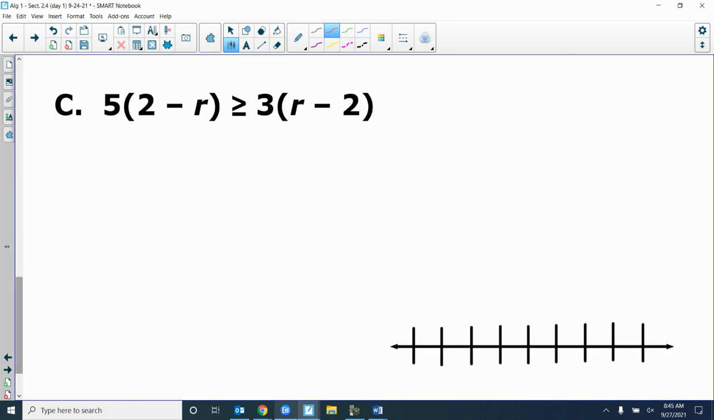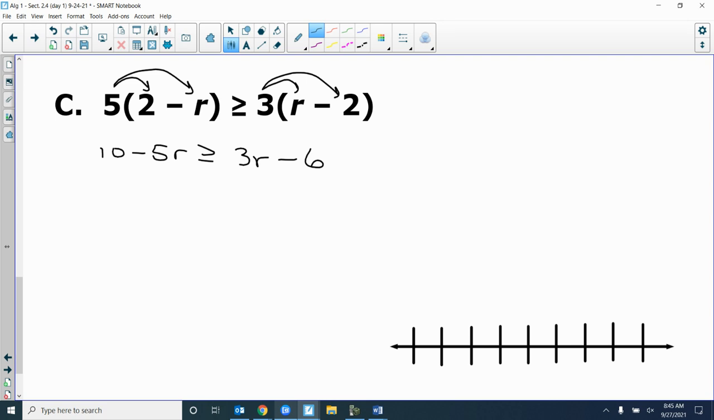Got to distribute. Got to distribute both of those. Now, 5 times 2 is 10. 5 times negative r is minus 5r. Is greater than or equal to 3r minus 6. Okay, make sure you just watch those signs. 10 minus 5r is greater than or equal to 3r minus 6.